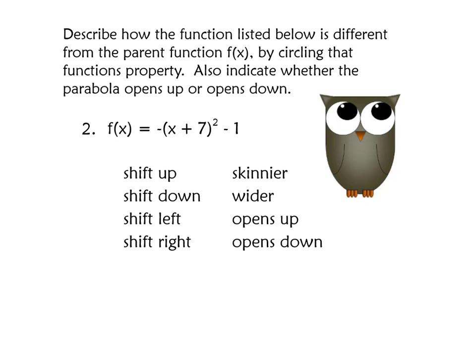On the second example, we'll start with the same thing. So the A value out in front is technically a 1, which means it doesn't get skinny or wide. So I'm not going to circle either of those. My H value is technically a -7, remember, because if I see a positive, it means minus negative. And so that actually means it's shifting left. My K value is a -1, which means shifts down. And lastly, I have a negative out in front, which means this thing opens down.